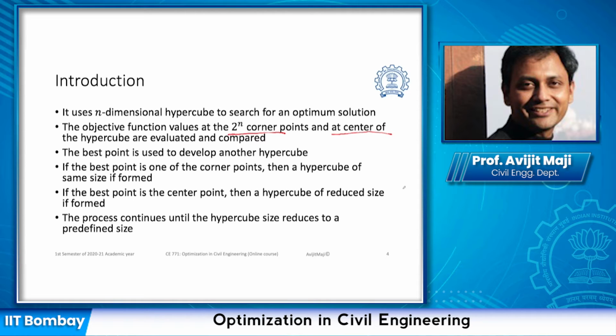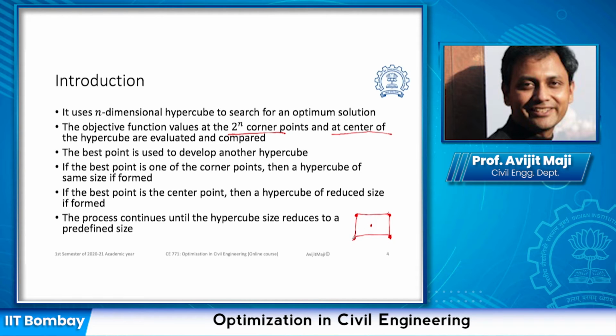So in case of two variables, we can say we are looking into the four corner points. So for two variables, we can say that two corner points are for the variation of one variable, and the other two corner points are for the variation of the other variable. So these are the four corner points in case of two variables, as well as the center. In this method we evaluate the objective function value at the four corner locations and at the center.